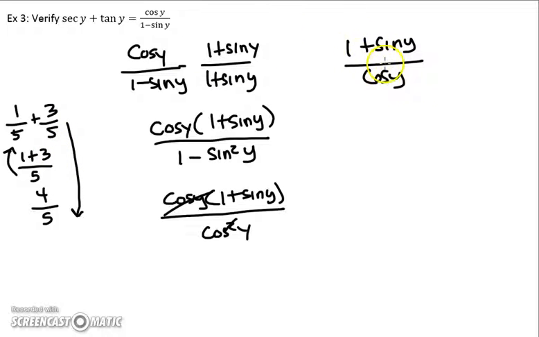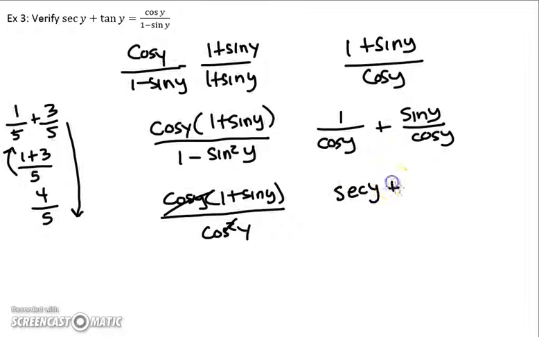We can do that here because we have cosine of y by itself in the denominator, so we can split this thing up. We can make it 1 over cosine of y plus sine of y over cosine of y. 1 over cosine of y is secant of y. Sine of y over cosine of y is tangent of y. And that's where we wanted to go.